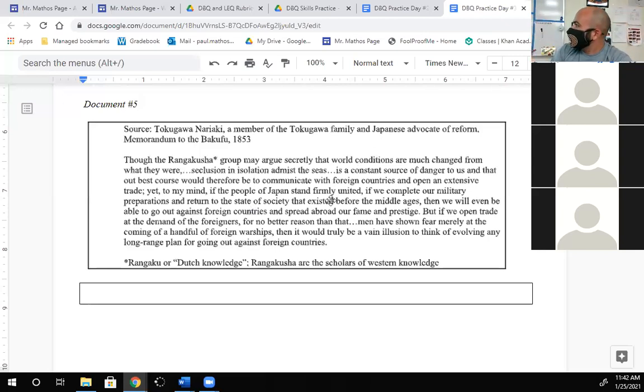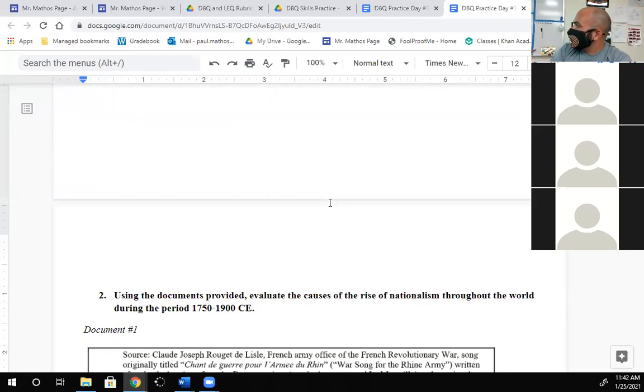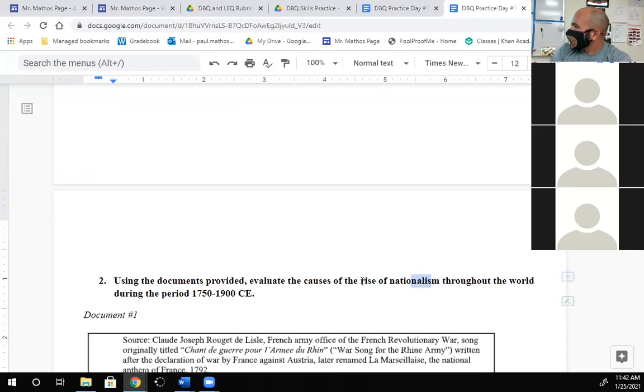So I'm starting to think, okay, how can we answer this question now? The cause of rising nationalism is that us versus them mentality, that identity that we are German or we are American.